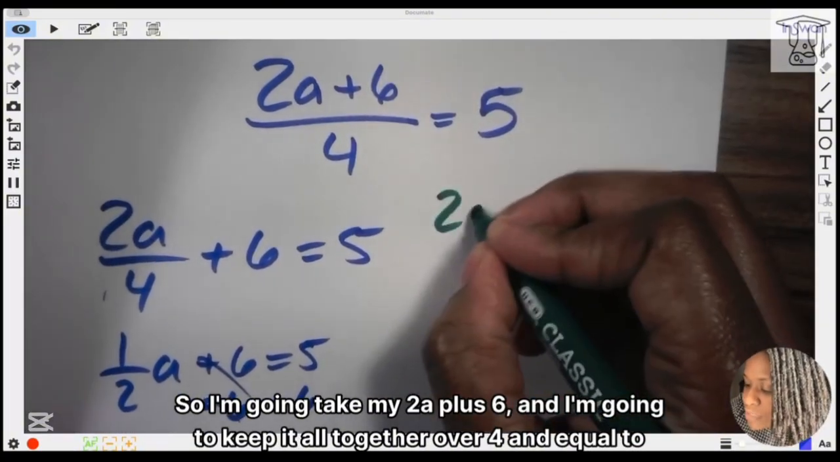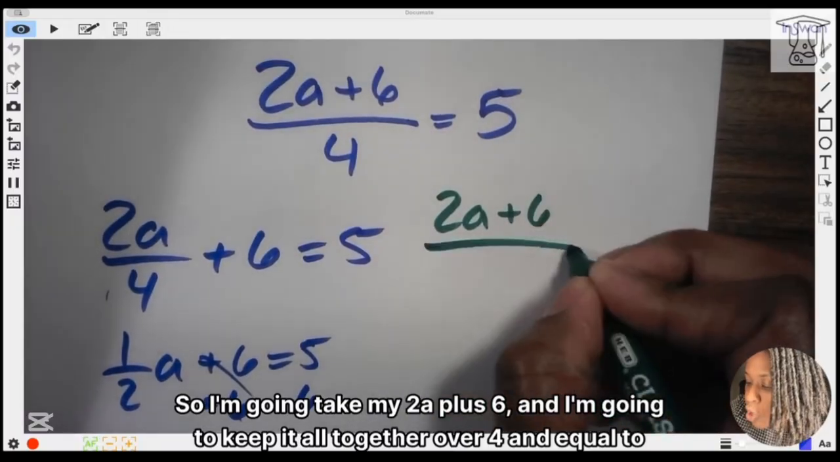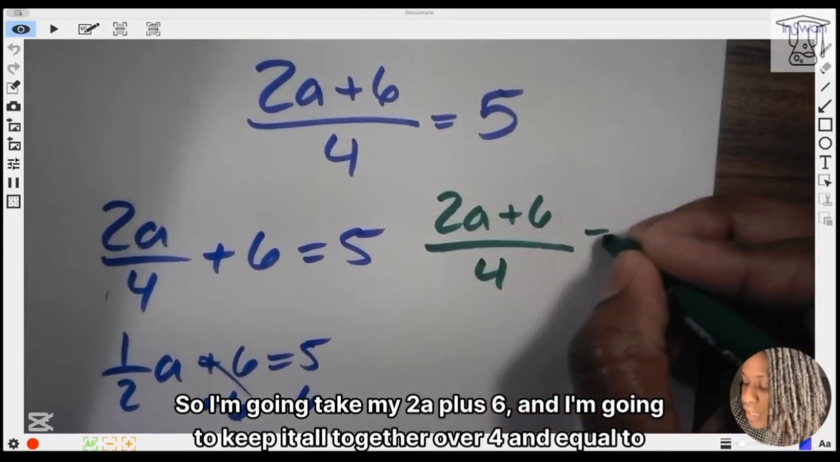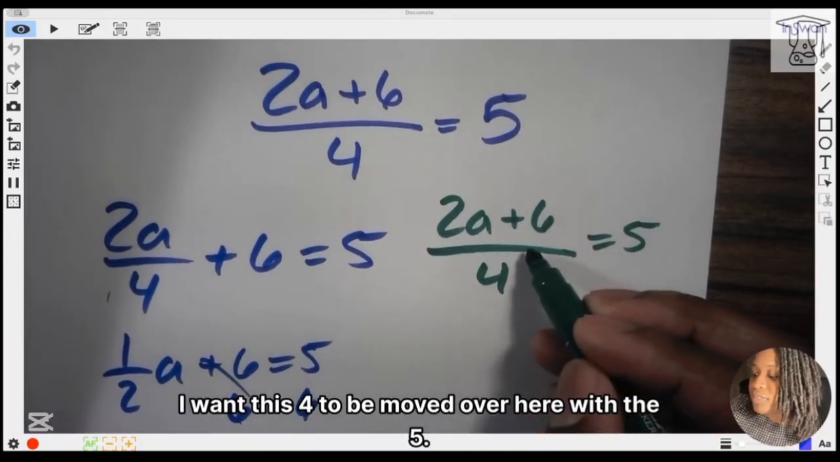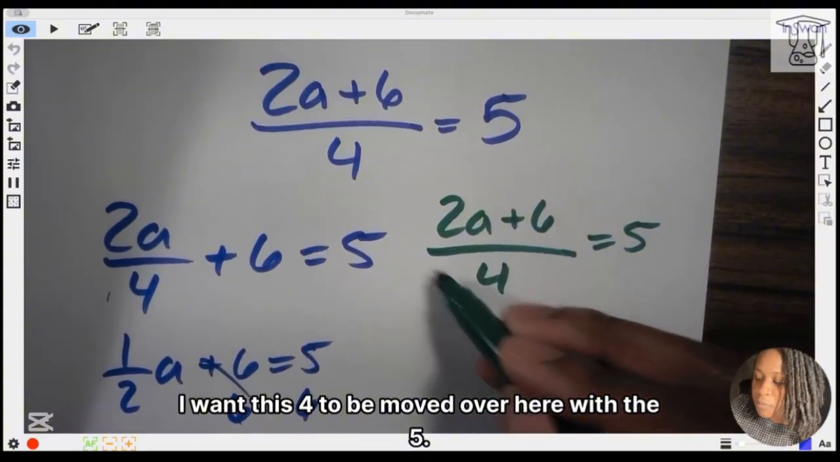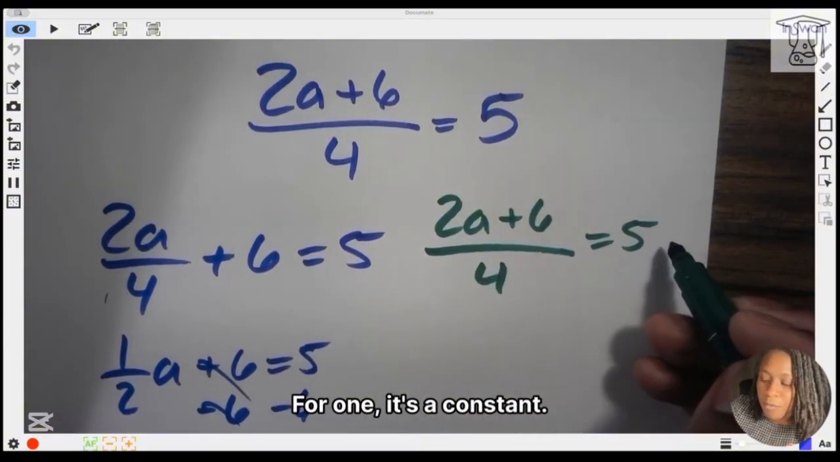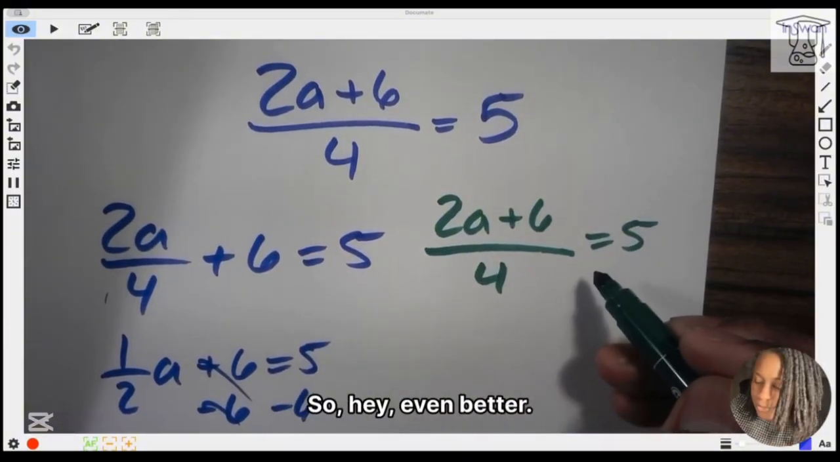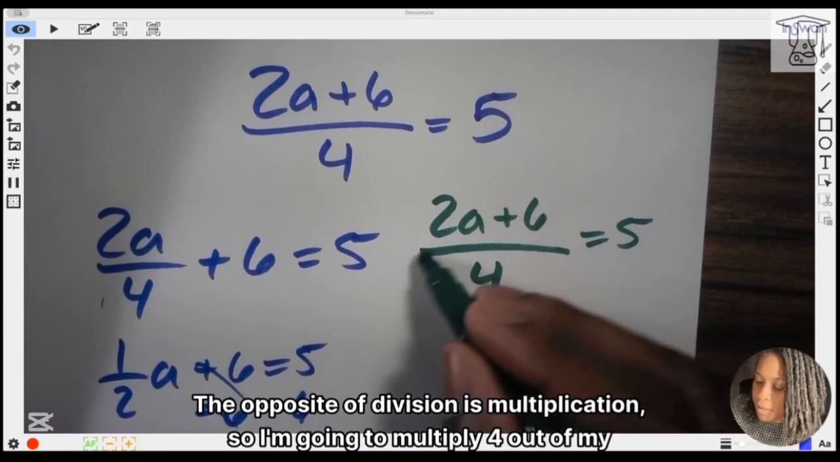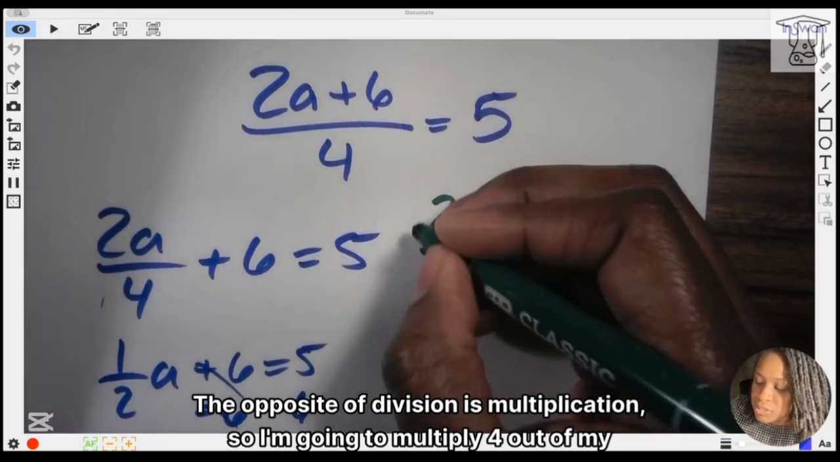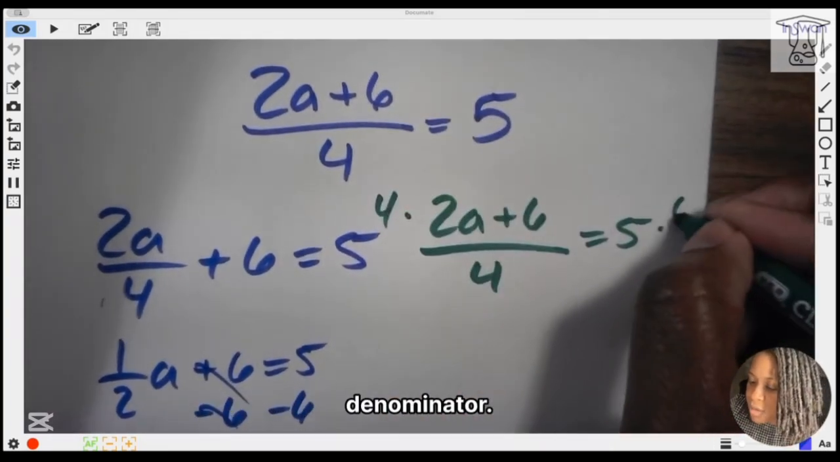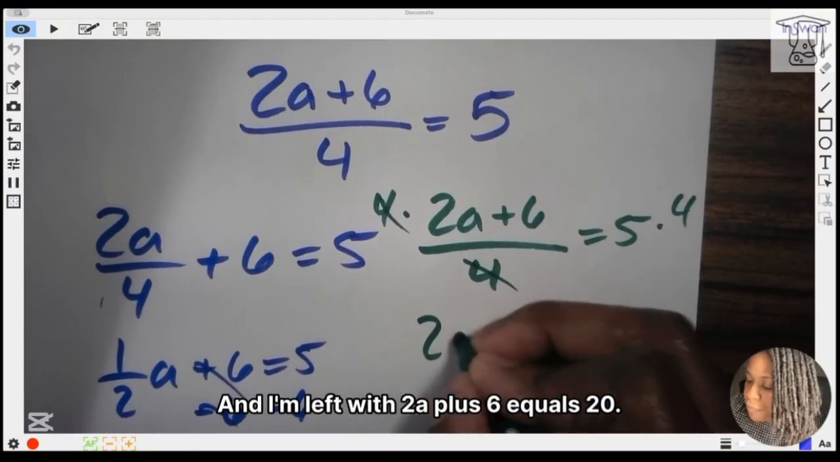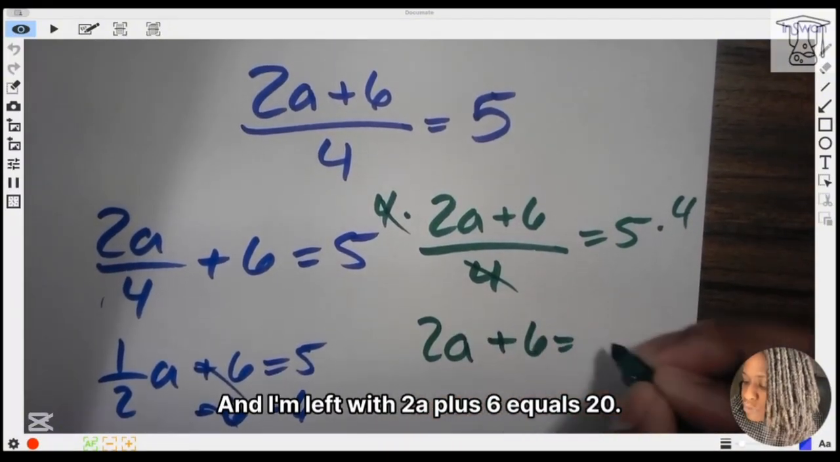So I'm going to take my 2a plus 6 and keep it all together over 4, equal to 5. I want this 4 to be moved over here with the 5. For one, it's a constant. So, hey, even better. The opposite of division is multiplication. So I'm going to multiply 4 out of my denominator. Bam, bam. And I'm left with 2a plus 6 equals 20.